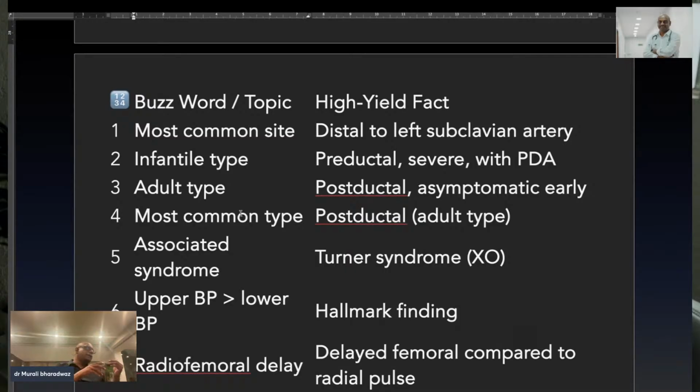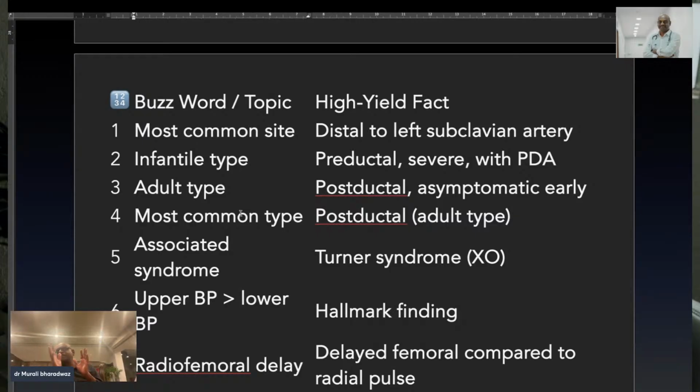Preductal, postductal: that's how you divide. Often the coarctation you see in infants is before the duct connection between the aorta and pulmonary artery. Preductal is more severe, and it generally will be associated with the patent ductus arteriosus, which is required. Whereas the adult type is asymptomatic; the narrowing comes after the ductus arteriosus.